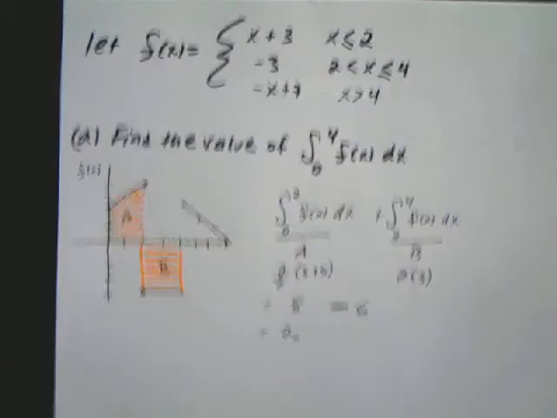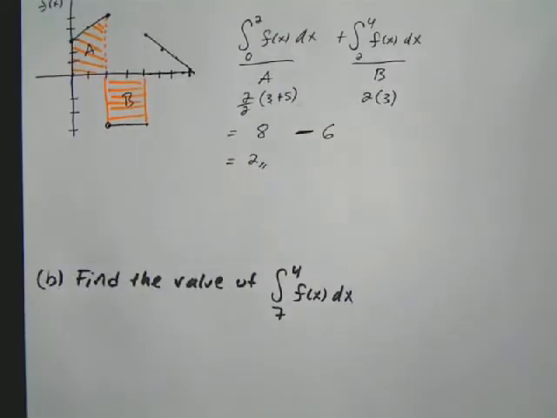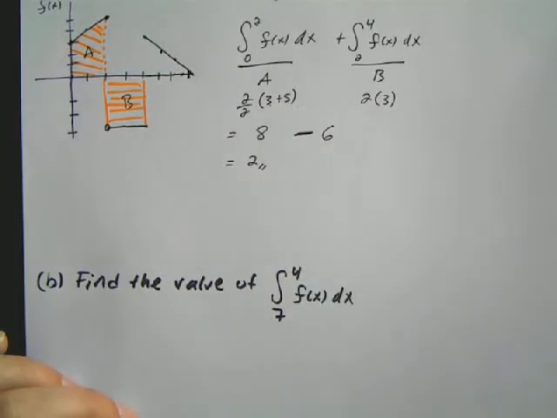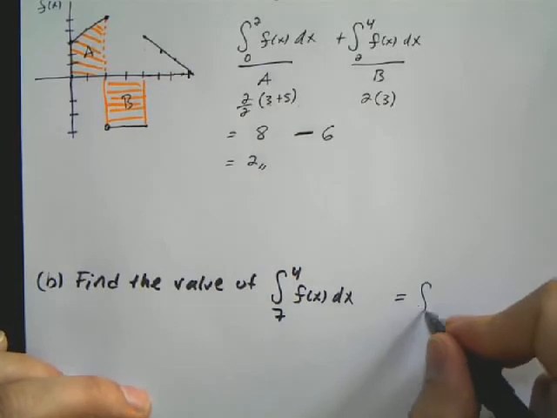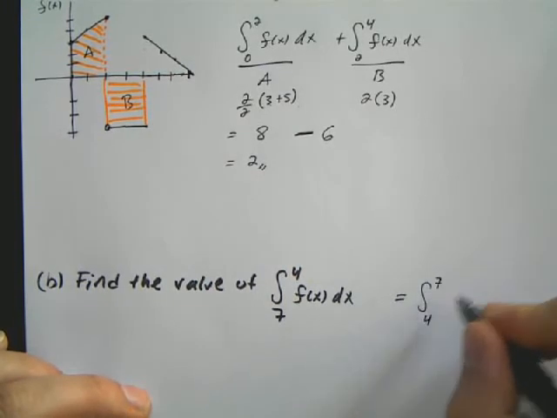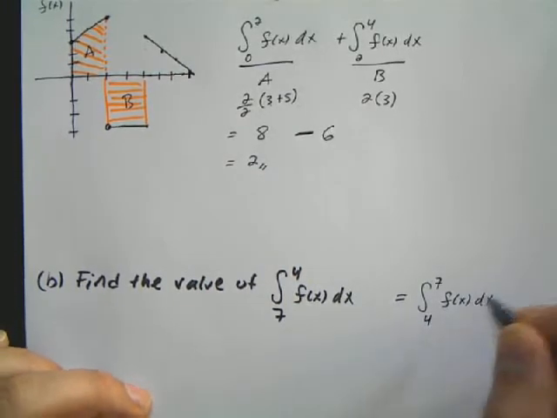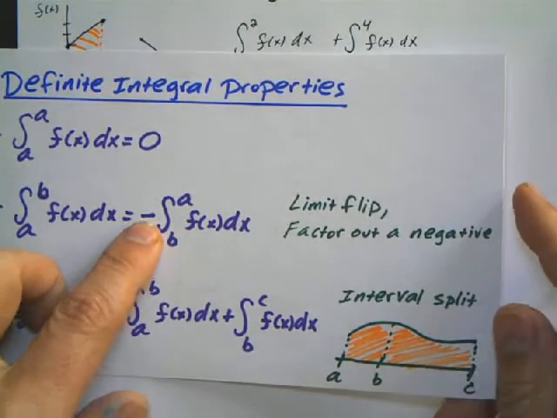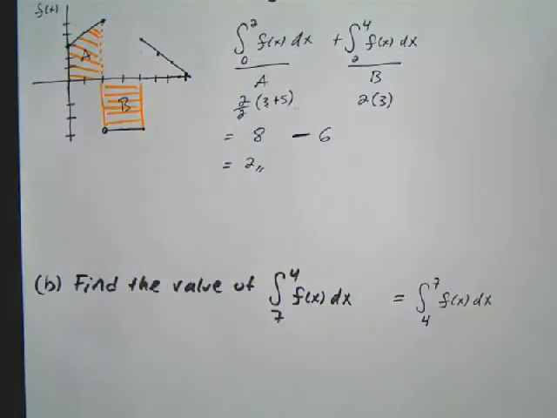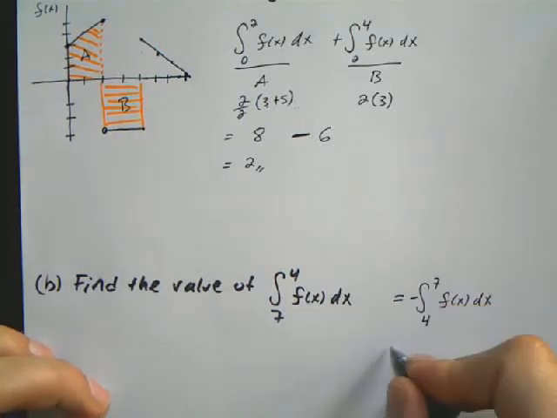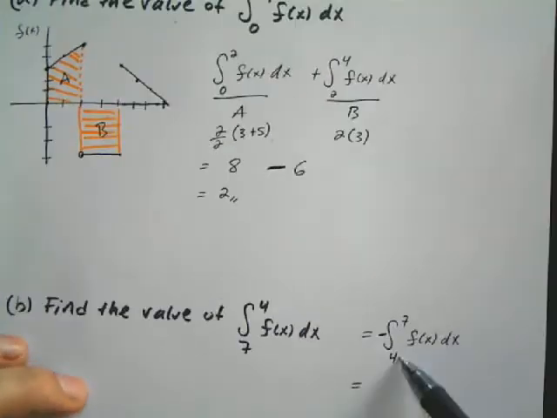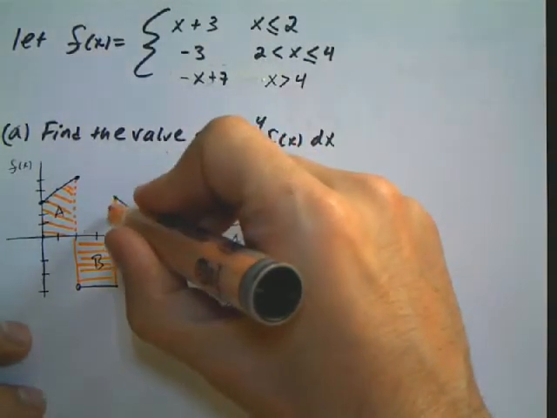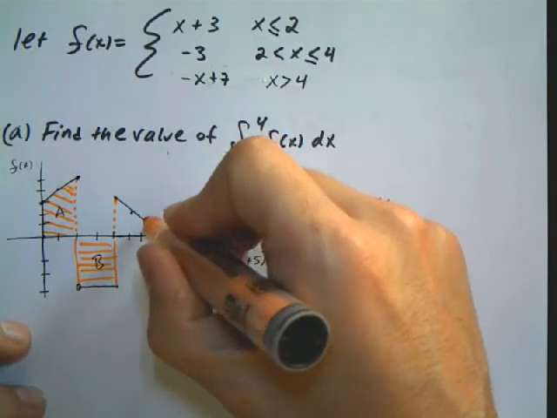For part B, find the value of this integral. Notice that the limits are not in the correct order. I have to have a smaller limit on the bottom, and I have to have my bigger limit up on top. So it's 4 to 7, so I have to switch them. And the integral property says that if I switch them, I need to factor out a negative sign. So this negative factors out. And I'm going to be looking at the area from 4 to 7. So that's going to be conveniently where this graph stops, where it hits the x-axis. 1, 2, 3, 4, 5, 6, 7.